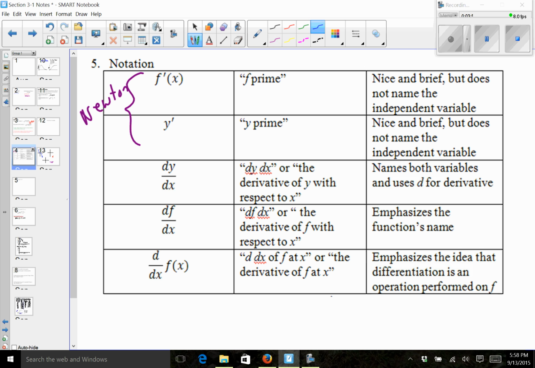The ways that stress the independent variable are these last three, and these are from Leibniz, who is the one who gave us the name derivative. We do not say dy over dx, we just say dy dx, or df dx, or d f of x dx. I don't know why we don't say over, we just ignore the fraction bar part. It is longer to say, it is longer to write. However, huge advantage in that it is telling us we're taking the derivative of the function y with respect to x. So it tells us our independent variable.